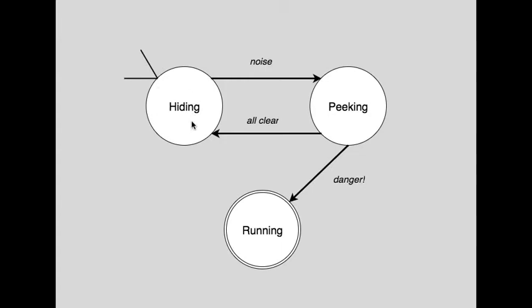He's inside of his hole, and then if he hears something, if he hears a noise, it'll cause him to transition into this peeking state. So he'll do something, like maybe pop his head out of the hole and look for danger. Now, if he doesn't see danger, if it's all clear, he might go back to hiding in his hole, doing whatever it is that a prairie dog does inside of its hole. If it hears noise again, it could also transition back to the peeking state. It could go back and forth like this.